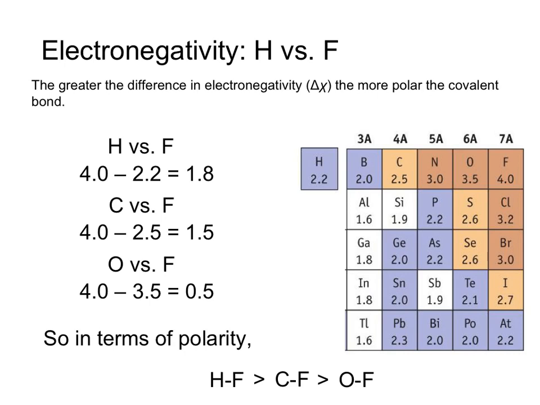We also have degrees of polarity in our bonds. The difference in electronegativity between hydrogen and fluorine is greater than the difference of electronegativity between carbon and fluorine. Thus, a hydrogen-fluorine bond would be more polar than a carbon-fluorine bond. Likewise, the difference in electronegativity between oxygen and fluorine is even less, and so a carbon-fluorine bond would have a greater polarity than an oxygen-fluorine bond.